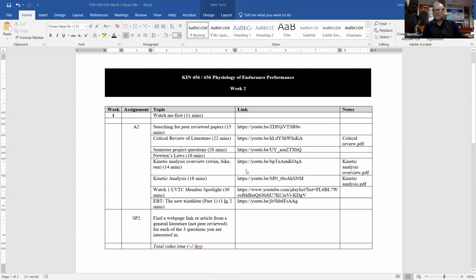This is the README first document. So I'll post this link once I'm done with this video. Some information that we're going to dive into right away is peer-reviewed research, and I go through what peer-reviewed research is.